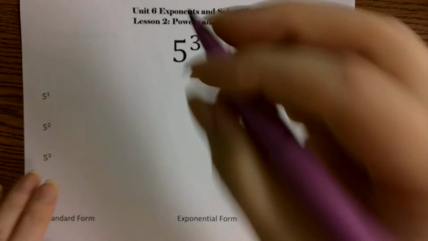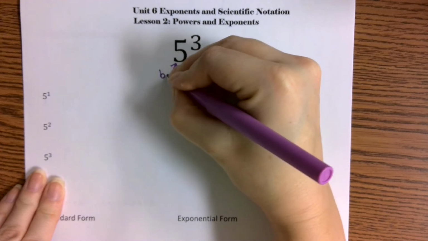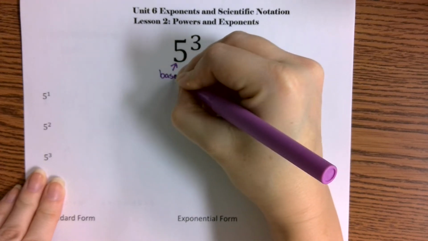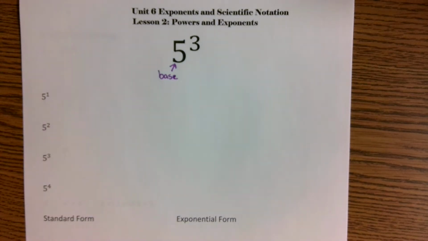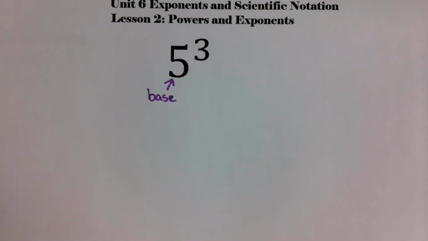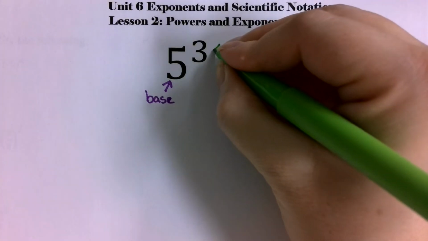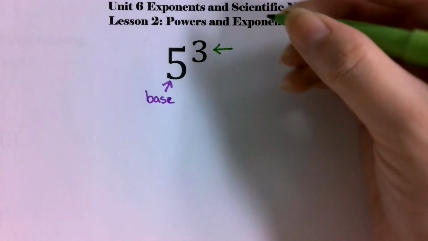the 5, this 5 is called a base value. So whenever you hear me talking about the base, that's what I'm talking about. It's the larger value, the component. And then the small little itty bitty value that's written up in the corner is called an exponent. And the combination of these two create a power.